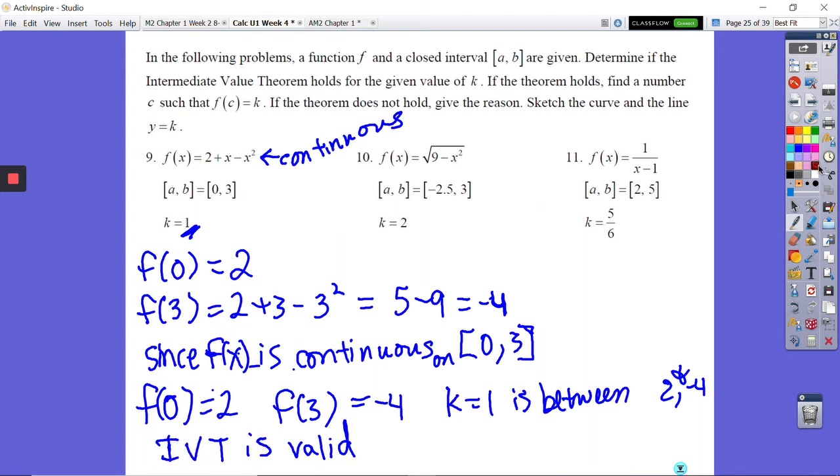Now I need to find the answer. So I need to have it equal 1. K is the output. So notice I'm trying to find an input that gives me K. That's what we're asking for, an input that gives me K. So K is my output: 1 equals 2 plus x minus x squared. I'm going to add x squared to both sides, subtract x, and subtract 2, which will give me -1. So I added, subtracted, and subtracted.